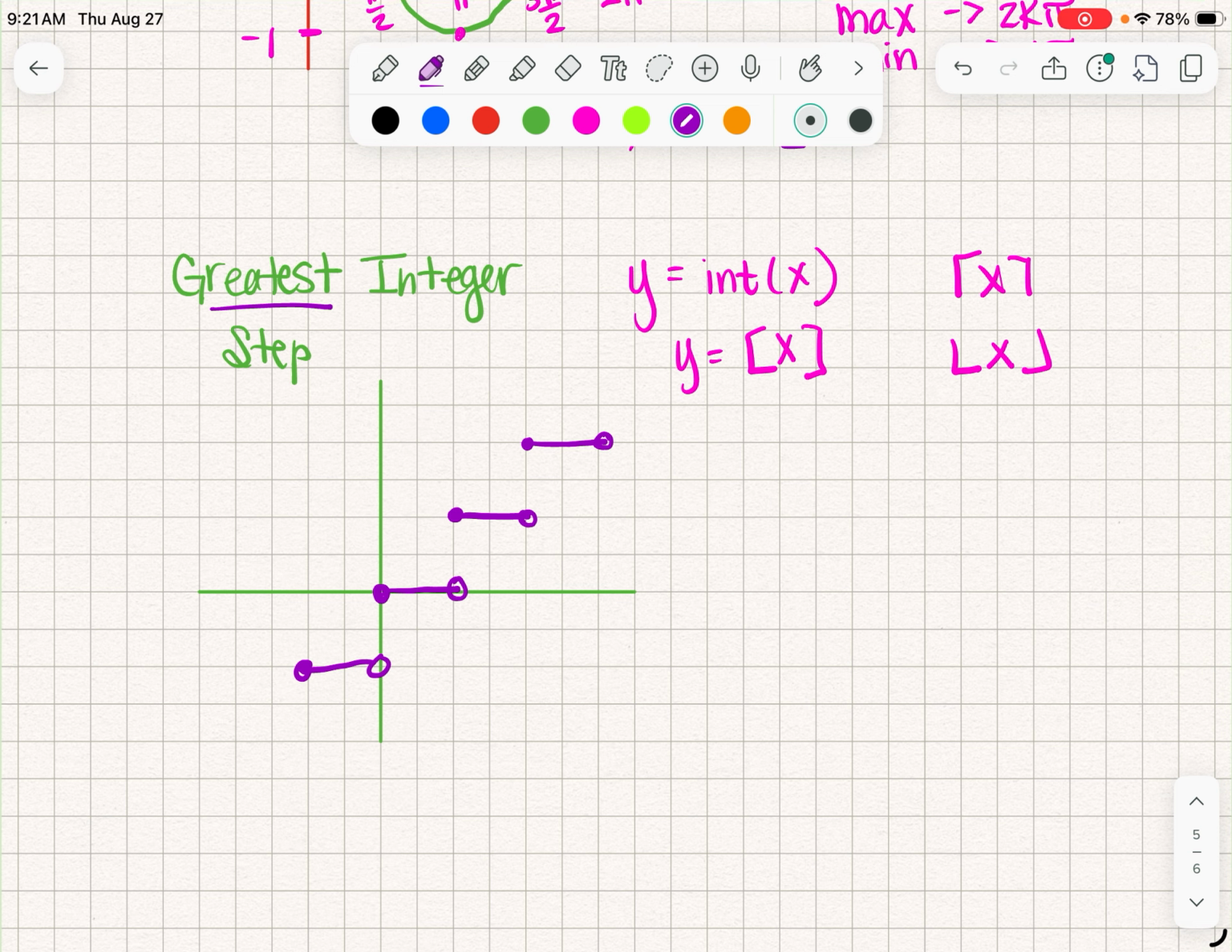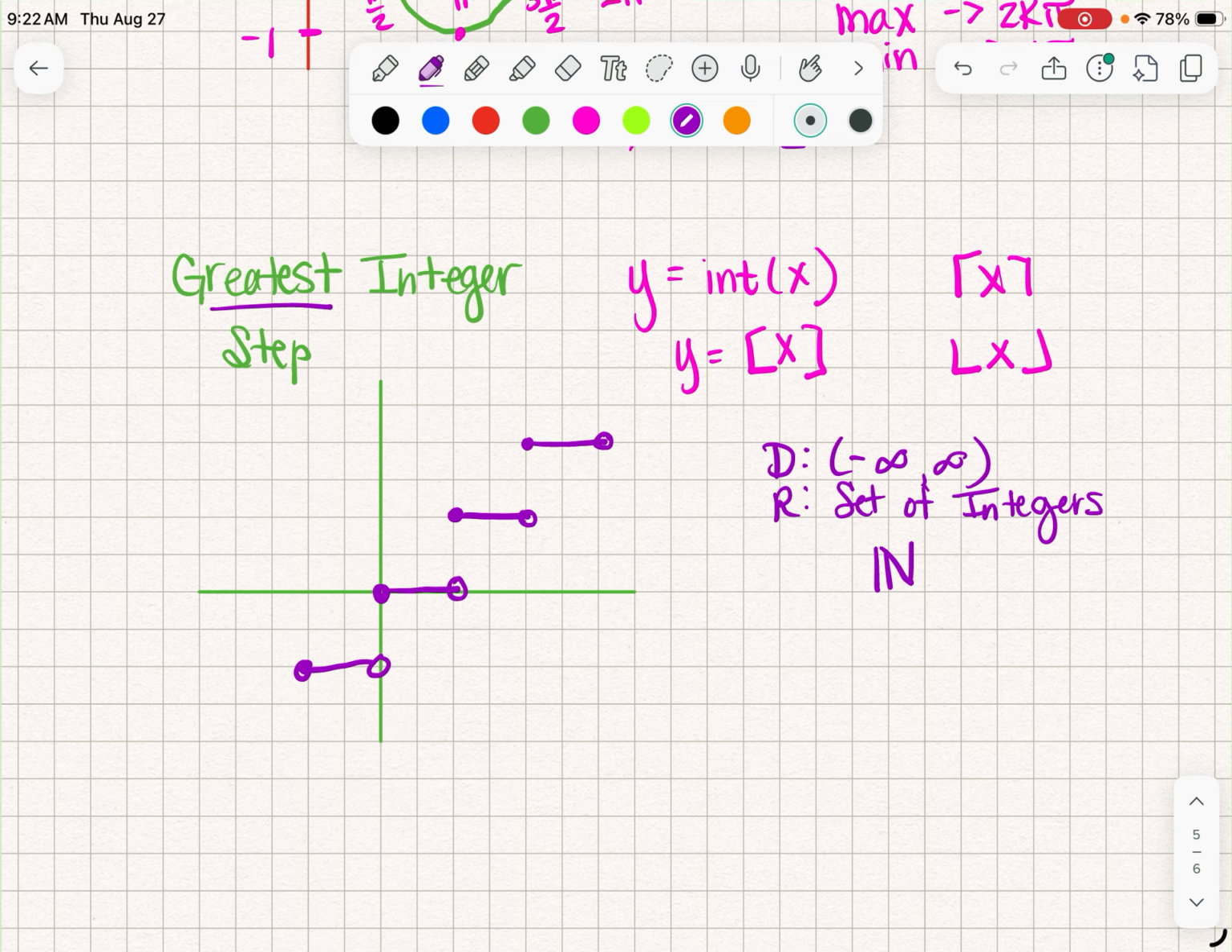Okay, technically the domain and the range are both, oh no, I lied. The domain is all real numbers, negative infinity to positive infinity. But the range only uses the set of integers. And that's why it's called the greatest integer function. There is a symbol for integers. It looks like that, which if you would like to use that, you can do that.